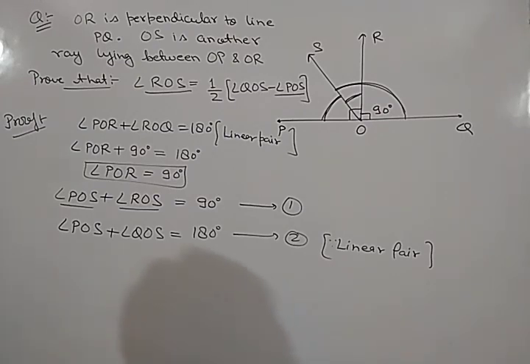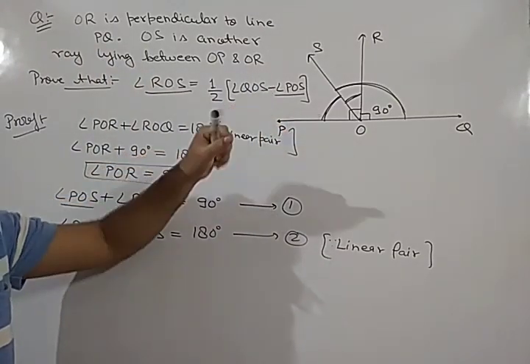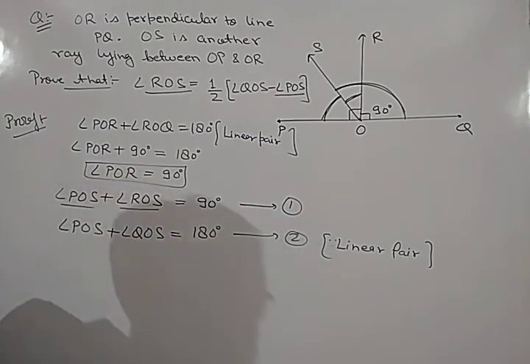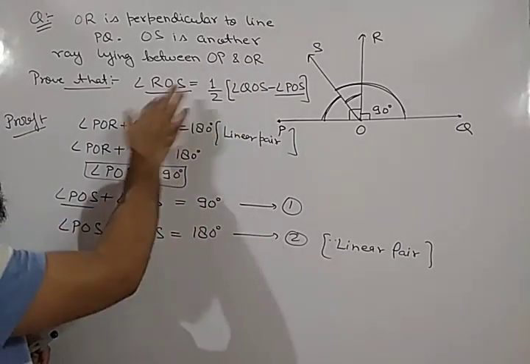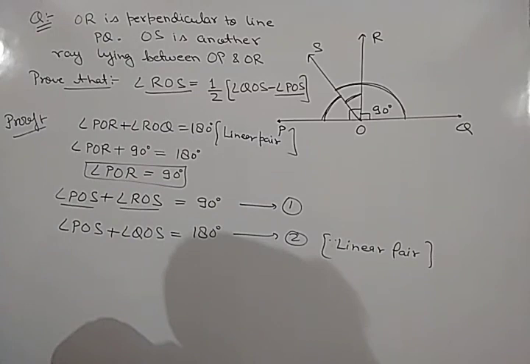Okay. Now what can we do next? We have to obtain half of angle QOS minus POS, with a negative sign. So how can we get QOS minus POS? There is no angle in this particular relation, no 90, no 180. Here both 90 and 180 are there. So we have to remove these 90 and 180 degrees. What can we do to remove them?